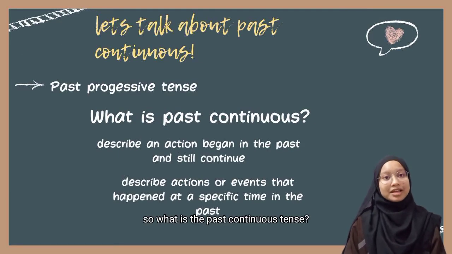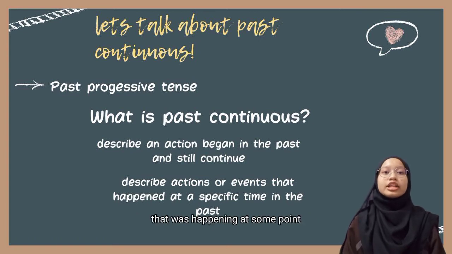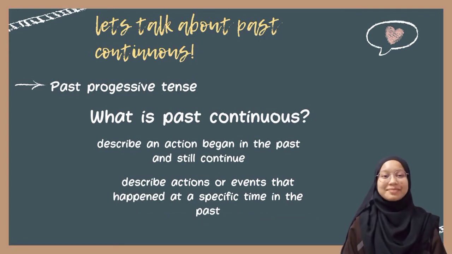So, what is the past continuous tense? The past continuous tense, also known as the past progressive tense, refers to a continuing action or state that was happening at some point in the past.